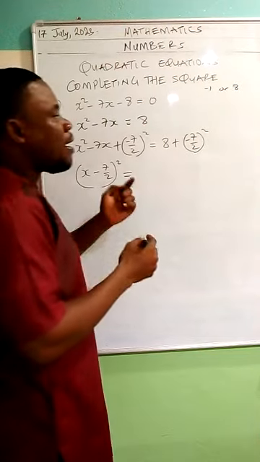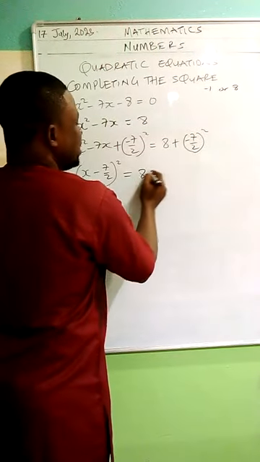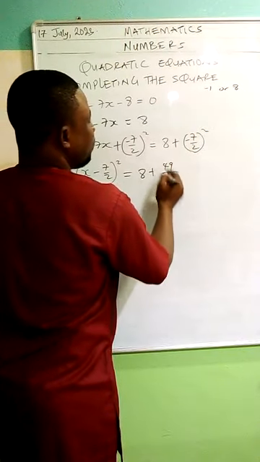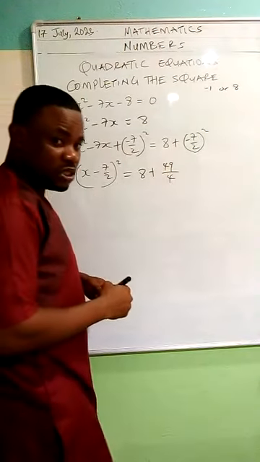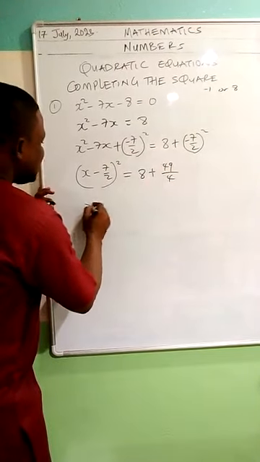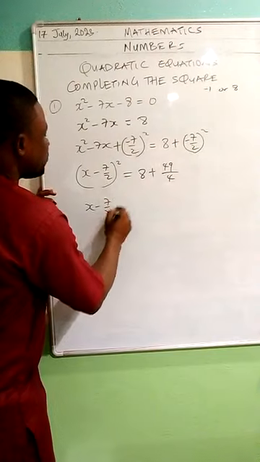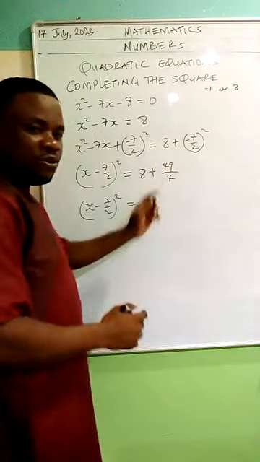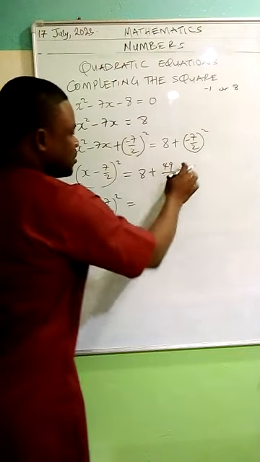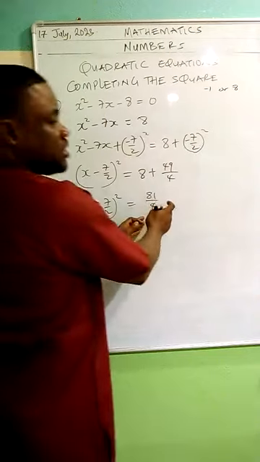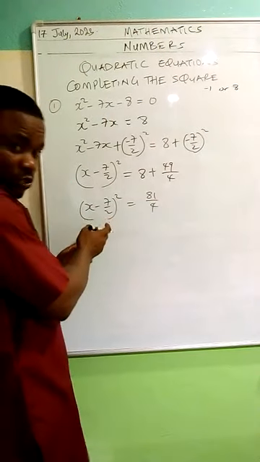Then if we resolve this, I'll get 8 plus 7 squared is 49. 2 squared is 4. And minus gives me plus. Is that okay? So I'm going to have, write this again, x minus 7 over 2 squared. Because I want to get a single value here before I go on. If I add this, I'm going to get 81 over 4. That's what I'm getting. Now I have a single value here, and it is a perfect square.